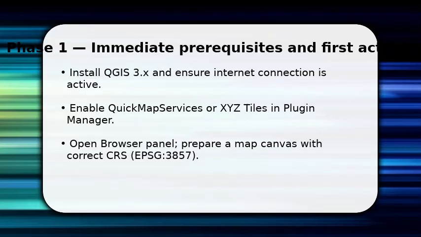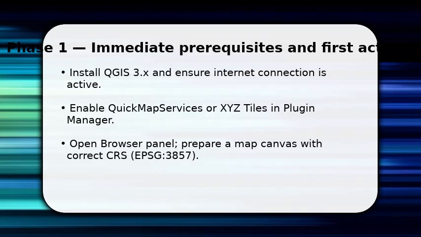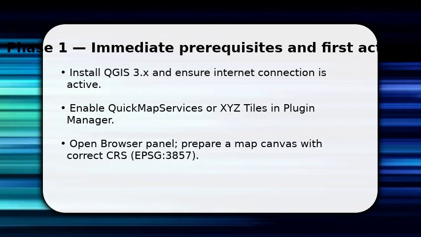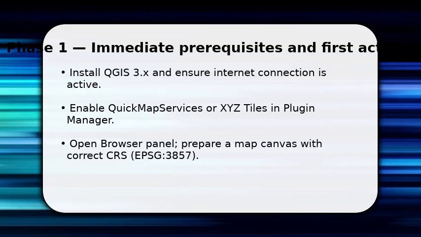You begin by launching QGIS and making sure your internet is working. That's critical because map tiles download on demand. Once done, open Plugin Manager and install Quick Map Services or prepare an XYZ tile connection for OpenStreetMap. Make sure the project CRS is EPSG 3857 for tile compatibility, then show the browser panel.